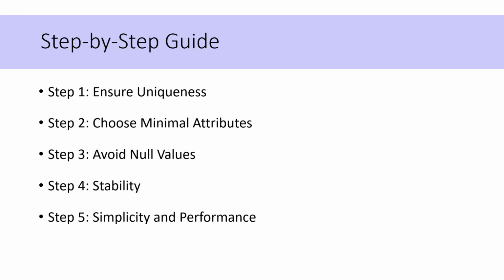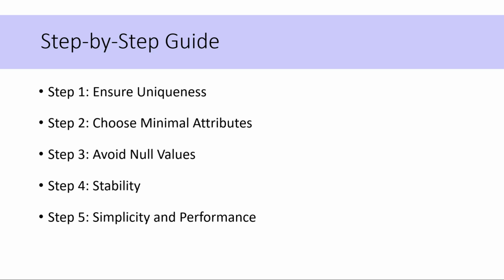Step 1. Ensure uniqueness. Make sure all candidate keys are truly unique. For example, in an employee table, we might have an employee ID, email and phone number, all of which could uniquely identify an employee. Then let's go to step 2. Choose minimal attributes. Here you should look for a minimal attribute set for the primary key. If you are deciding between a single column key like employee ID or a composite key like employee name plus date of birth, we should go with the minimal one, employee ID.